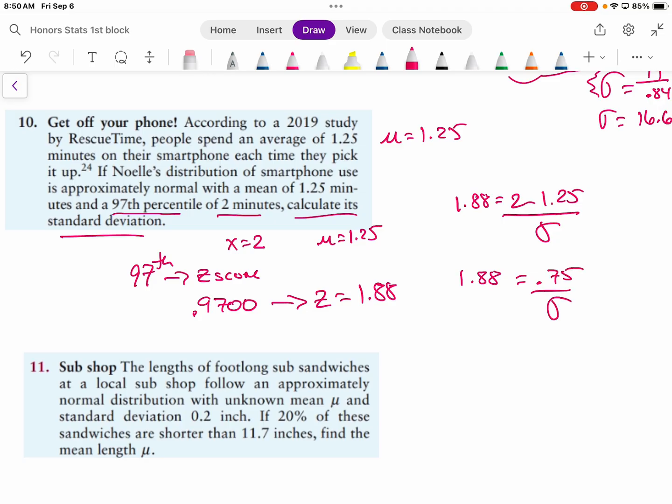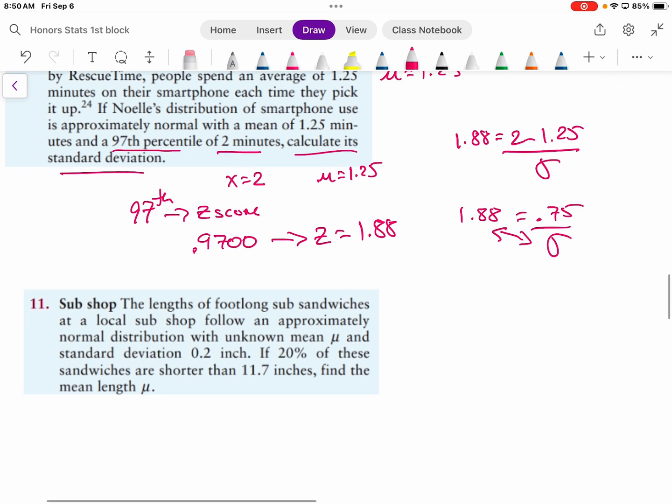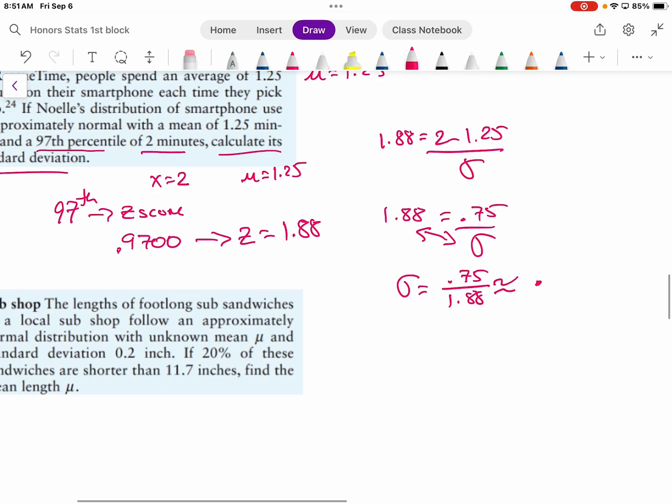As I mentioned in the previous problem, those things just basically trade places instead of doing a whole lot of inverse operations. So standard deviation is equal to 0.75 over 1.88. So now I'm ready to go to the calculator. 0.75 divided by 1.88, and I get a standard deviation of 0.3989 approximately.